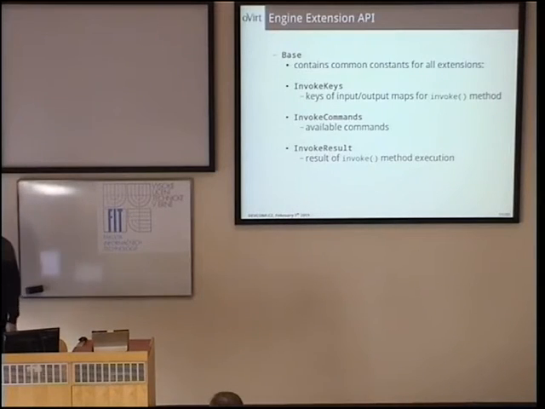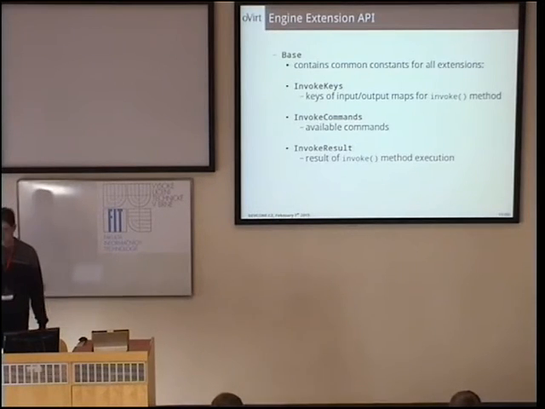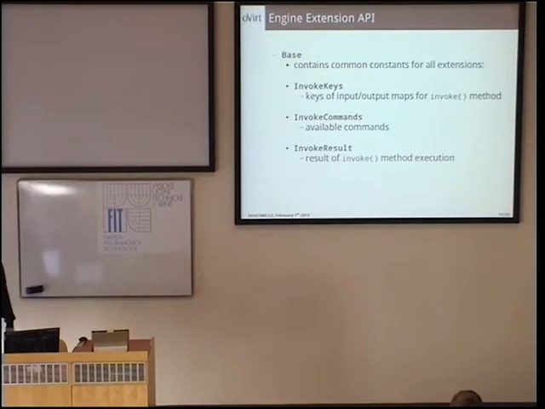Another important class is Base. It contains common constants for all extensions. The most important ones are invoke keys, which are keys for the input and output maps; invoke commands, which are the available commands for each extension. If we take a look at just the common extension level, we have two commands: the load command and the initialize command. And also invoke result, which is the result of the invoke method execution.